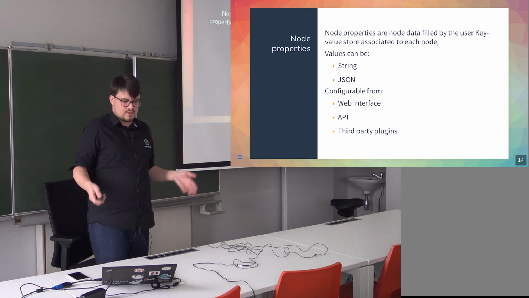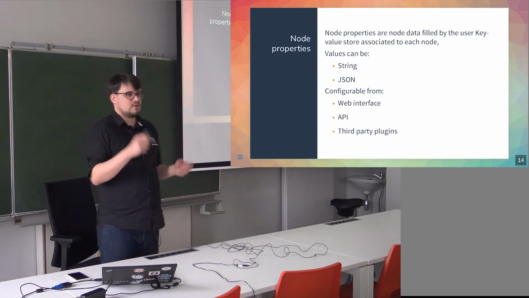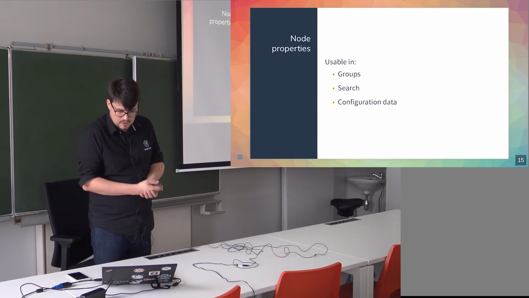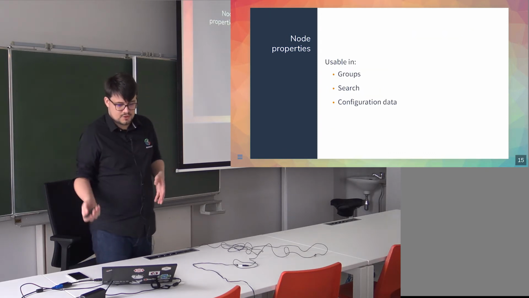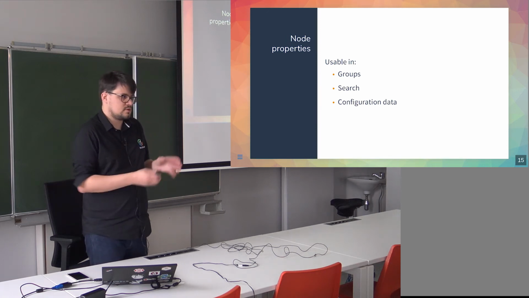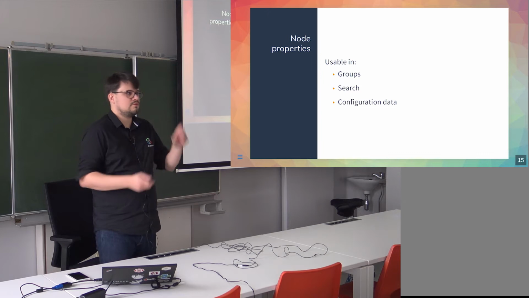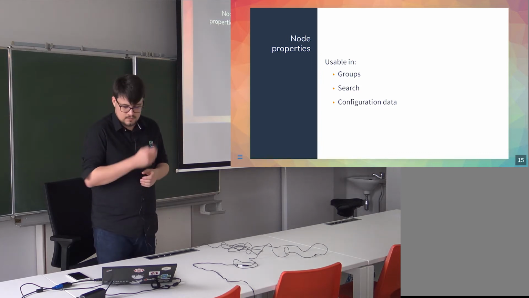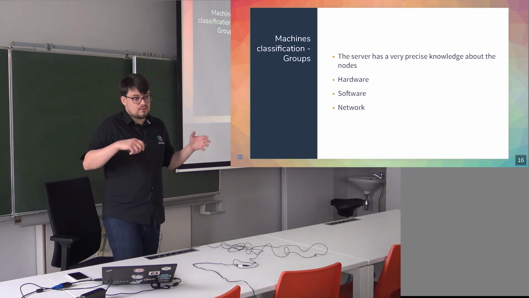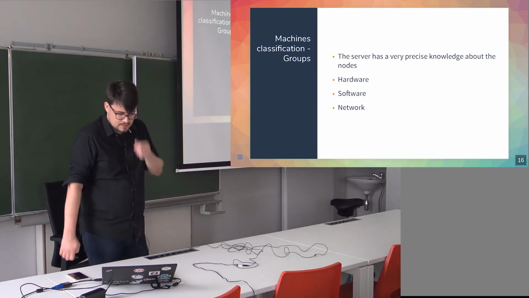So these properties can be strings or JSON objects, so you can have structured data there. And they're usable in group definitions, in node search, or as configuration data, so you can put it in configuration files or anything. We'll see this later. So now we'll have a look at how we define groups, actually.